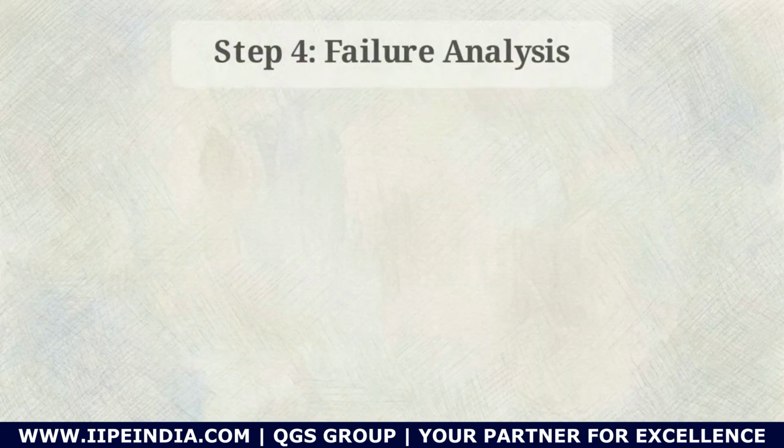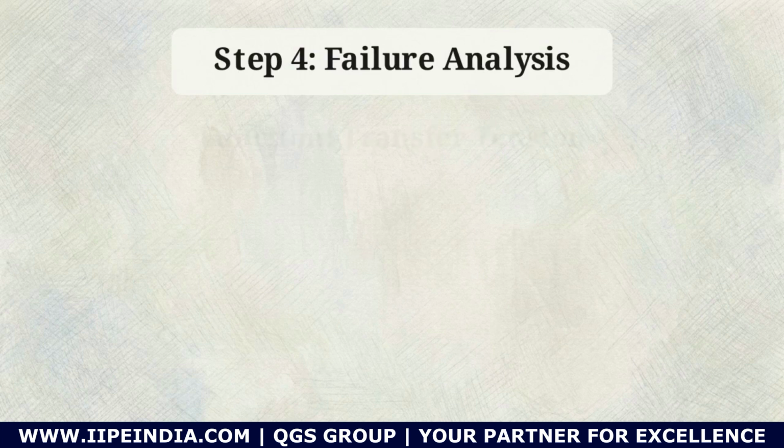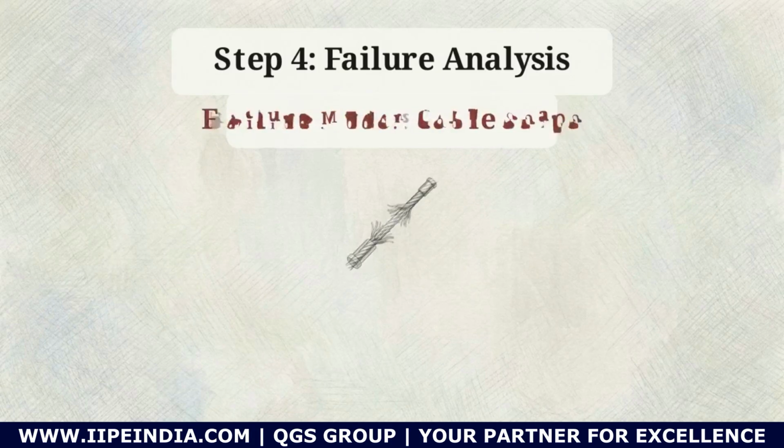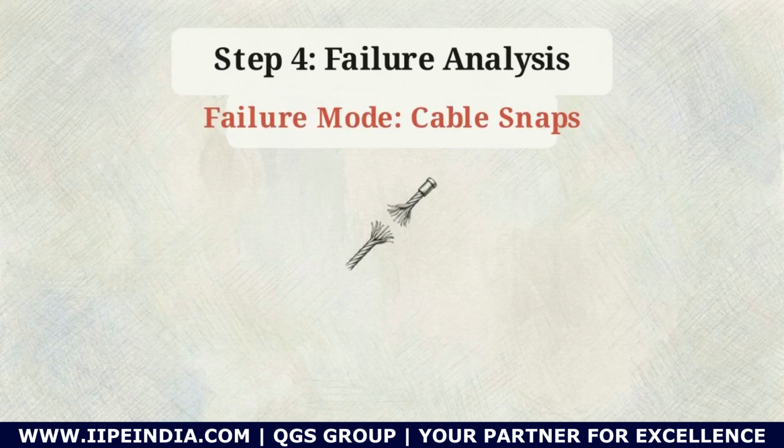Step 4 is failure analysis. To find a failure mode, simply define the exact opposite or absence of the function we just established. The ability to transfer tension shatters, leaving us with our failure mode. The cable snaps under tension.